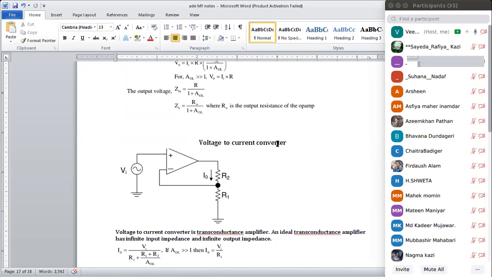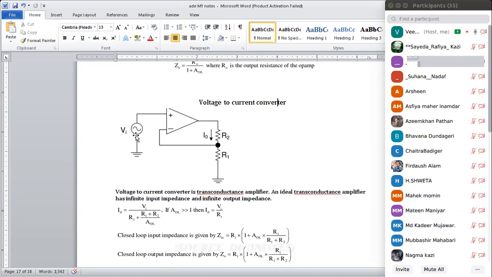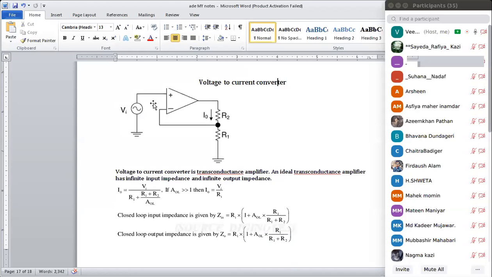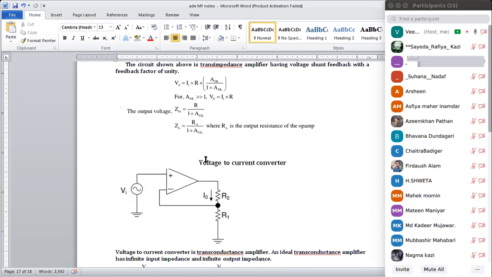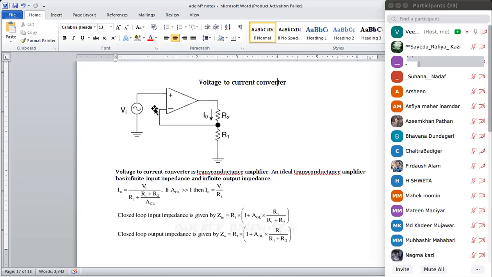Then the voltage to current converter. Now here the input is connected to the positive terminal. Again, here it was the negative terminal input, here it is the positive terminal, not an issue. Now here feedback is being connected from the output to the input, but at the output side two series resistances are connected, R1 and R2, through which a current is going to flow.